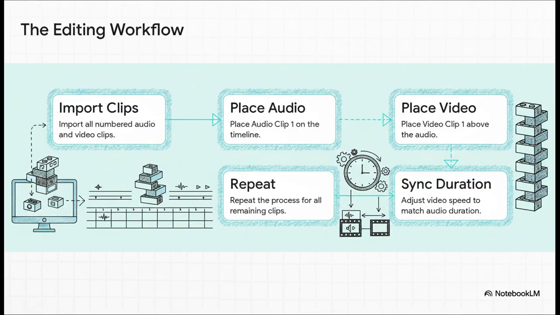You just import all your numbered clips, you drop audio clip number 1 on the timeline, then you put video clip number 1 right above it. Then, all you do is adjust the video speed to perfectly match the length of the audio. After that, you just repeat for the rest of your clips. It's literally like building with digital Legos.